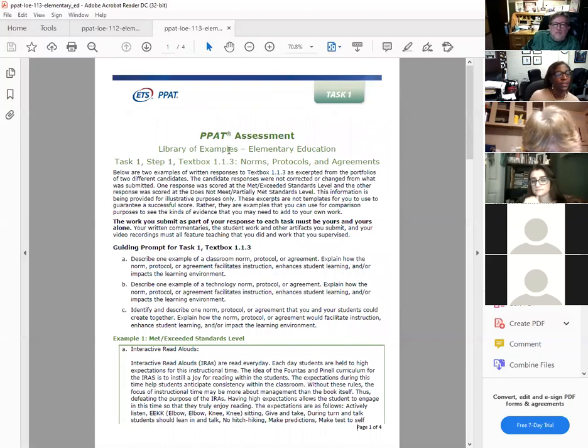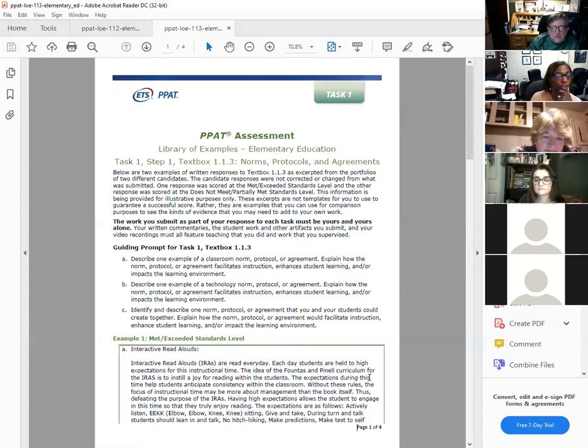All right, so now let's see how the interactive read alouds enhance student learning. Who wants to tell me what happens with the interactive read alouds? How does that enhance student learning? Interactive read alouds, IRAs, are read every day. Each day, students are held to high expectations for this instructional time. The idea of the Fountas and Pinnell curriculum for the IRAs is to instill a joy for reading within the students. That's research, right? That's right.